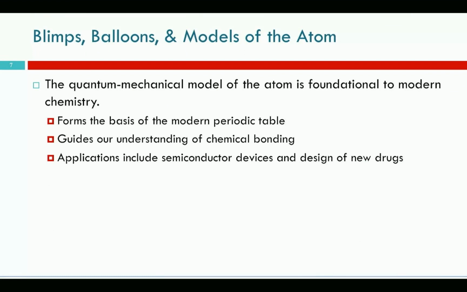The quantum mechanical model is, again, the most modern. It's the basis for the modern periodic table, guides our understanding of chemical bonding. We'll talk about how to predict the structures of different inorganic molecules and a couple organic ones. And really, this is now part of everything. Any kind of material science has some sort of chemistry in it, right?